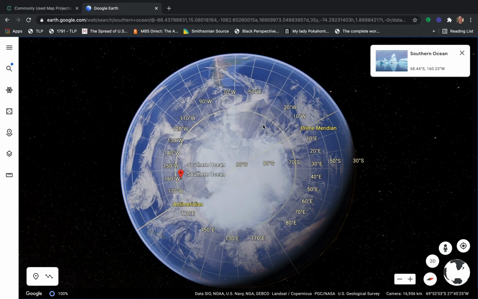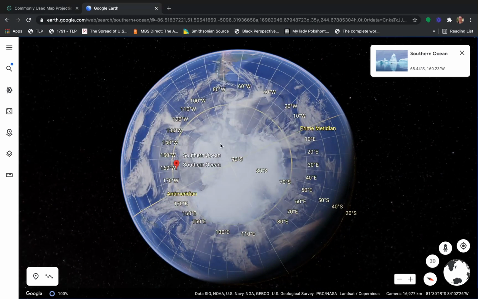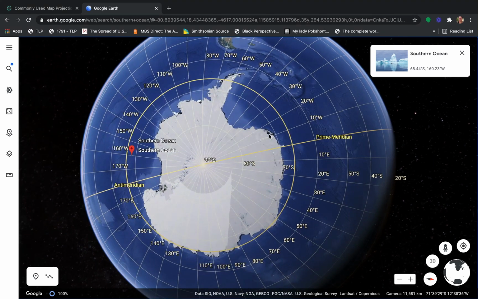Hi. Well, this week we are going to do the Southern Ocean, and here it is on Google Earth, and pretty much the boundary is 60 degrees south. This circle right here goes around, and then at the coast of Antarctica, it's just the open waters around Antarctica, basically.